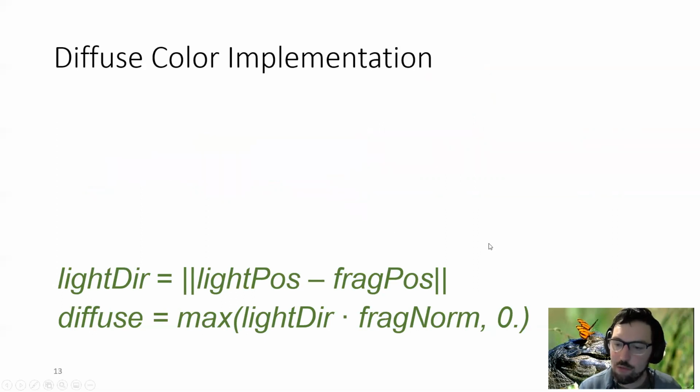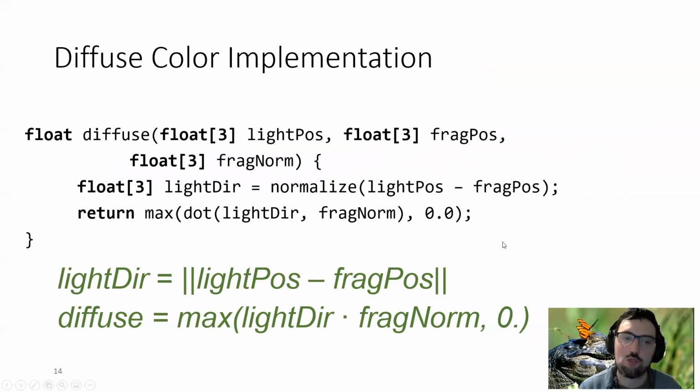The way we're actually going to implement this is very similar to the mathematical model shown below. Specifically, we're going to introduce a function called Diffuse that takes in a light position, a fragment position, and a fragment normal, and calculates a light direction by taking the normalization, and finally returns the dot product max with 0.